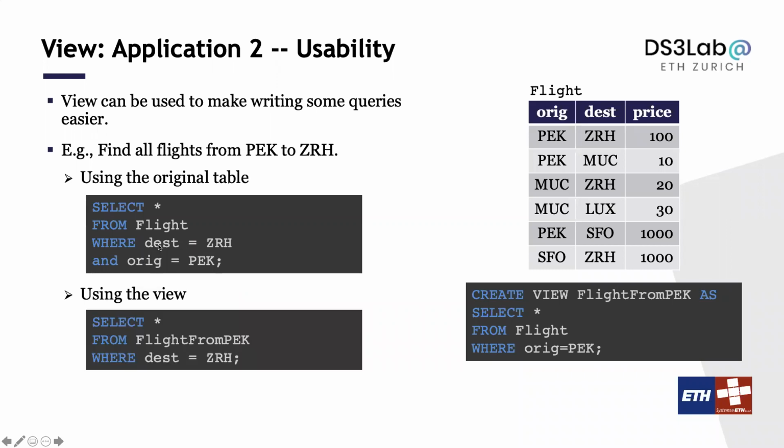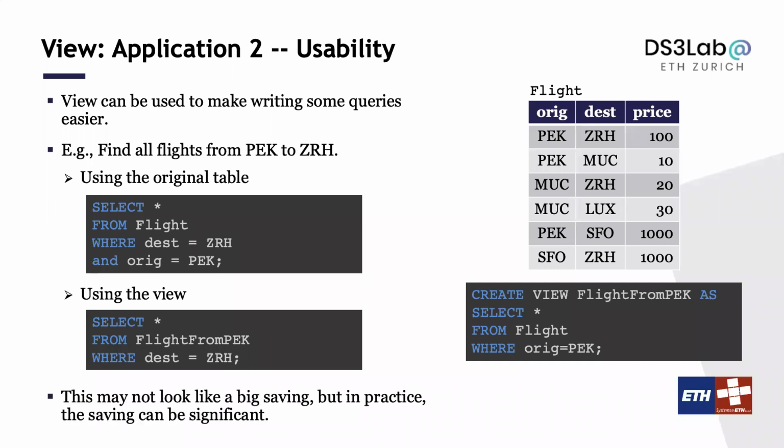If you have this view, you only need to specify one condition, because the other condition is inherent in the view. So in this example, that saves you one predicate, which already makes your life a little bit easier. The saving here might not sound too big, but in practice, when you have a real-world database system with thousands of tables, by using views you can sometimes make the process of writing queries much easier.